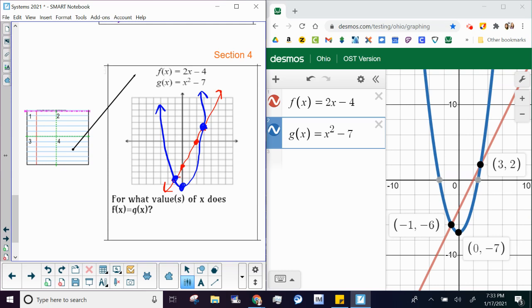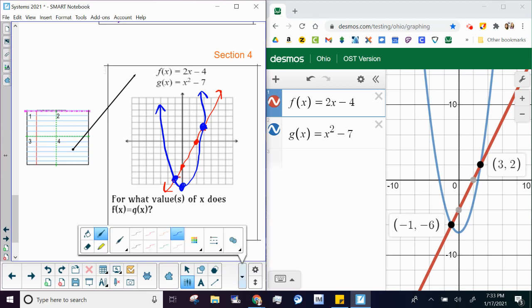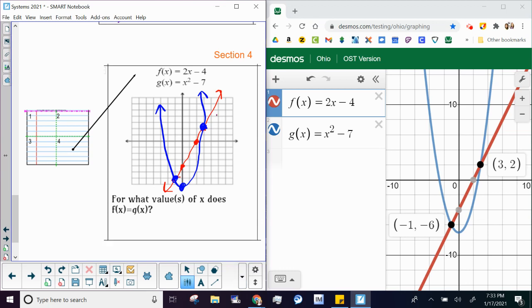Now the question asks for what values of x does f of x equal g of x? So it's asking where do they cross each other? And if we look, it doesn't cross just once, it crosses 2 times, at 3, 2 and negative 1, negative 6. So I got 3, 2 and negative 1, negative 6.